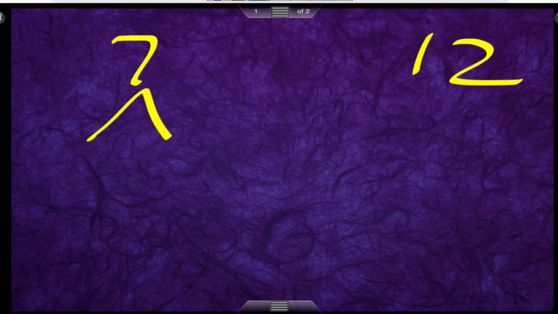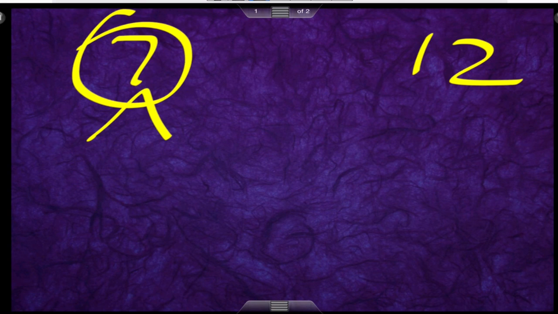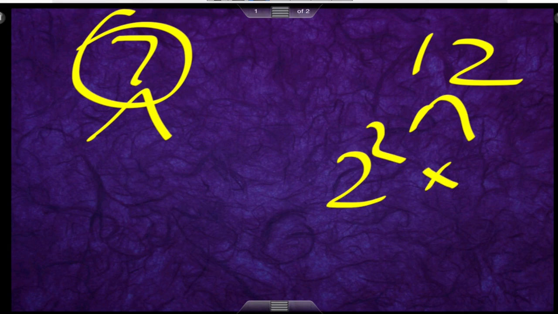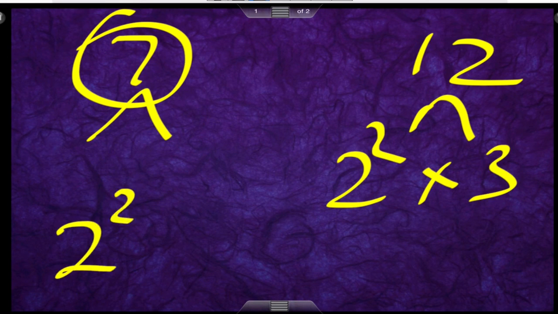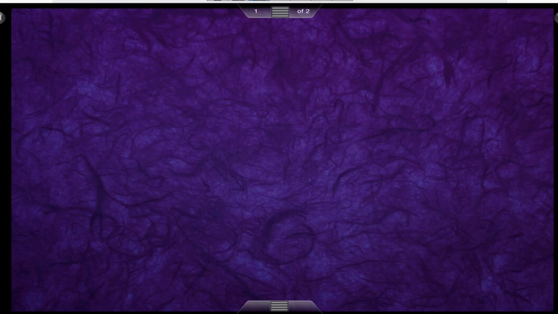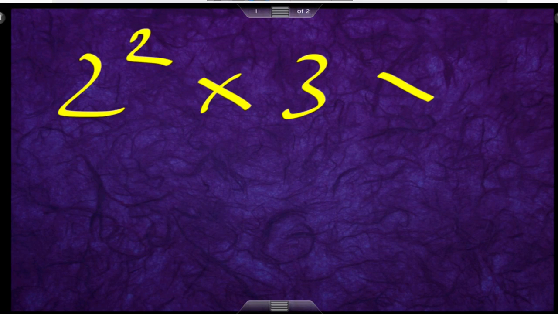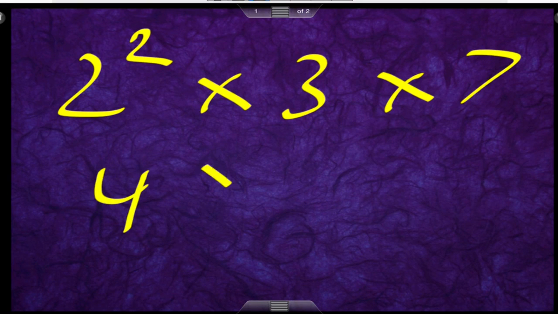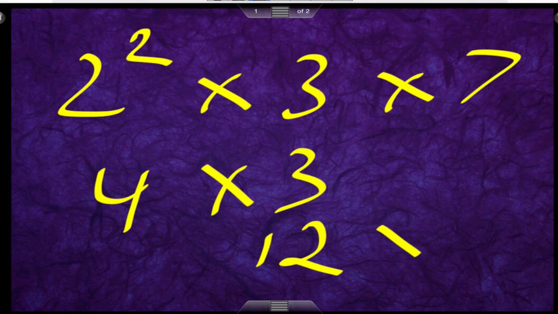So if I factor 7, oops, stop. 7 is a prime, so I don't go any further. 12 is 2 squared times 3. I factor it out real fast. So I have 2 squared times 3, and then you have to use that 7. So let's see what that equals. So 2 squared times 3 times 7. 2 squared is 4. 4 times 3 is 12. 12 times 7 is 84.